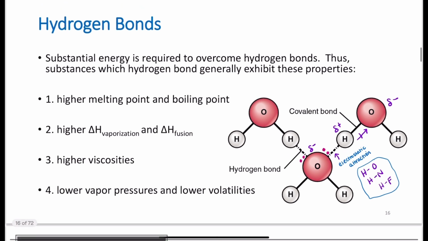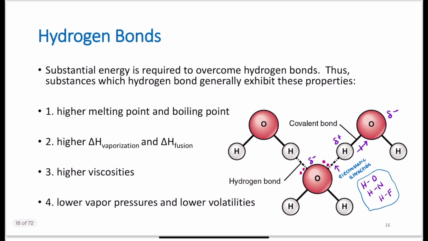Again, a hydrogen bond is a type of dipole-dipole. It is a very strong dipole-dipole. It's a special case, but a very strong dipole-dipole. So substantial energy is required to overcome these hydrogen bonds. Because these substances hydrogen bond, and because it takes so much energy to break them apart, compounds that hydrogen bond typically have higher than average melting and boiling points, which we see with water.